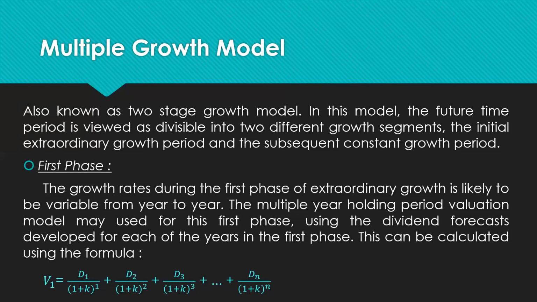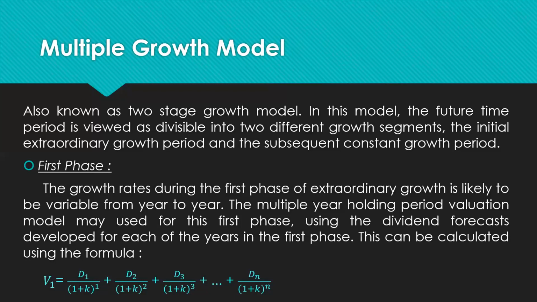The growth rate during the first phase is going to be extraordinary, because maybe you are introducing a unique product into the market. At the beginning, yours is the only product there, so you're going to attract an extraordinary level of profit and growth. But later on, competitors are going to enter the field and then your profit is going to go down, and after a certain point of time it's going to stay constant for a certain period. So during the first phase, we are going to calculate each year's dividend separately.